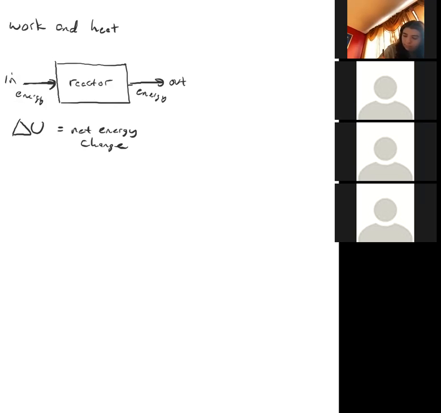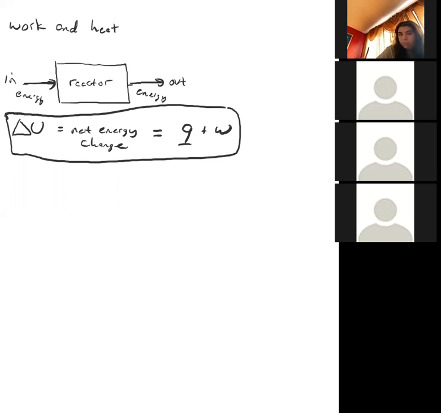And we're going to say this delta U is called Q plus W. And this is the important formula that you have to remember. It's really the only formula that I've given you so far in this. Delta U, the net energy change, is equal to Q plus W, the two terms that we've just been talking about. So again, it's not a bad analogy to think of this as money.